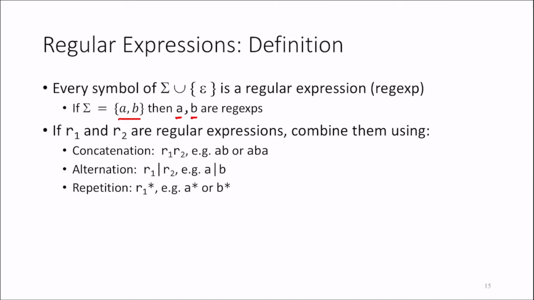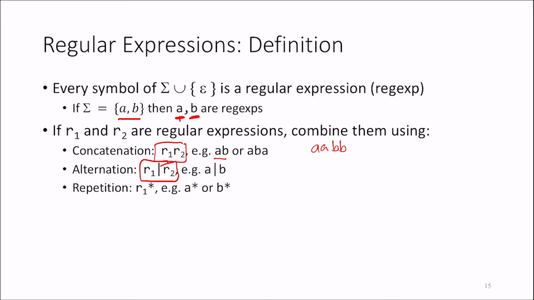We combine them using concatenation, which is simply putting 2 regular expressions one after the other. So for example, AB is a regular expression because we took an A, which is a valid regular expression, and concatenated it with a B. You can also have more complex ones like AA followed by BB, so that's also a regular expression.